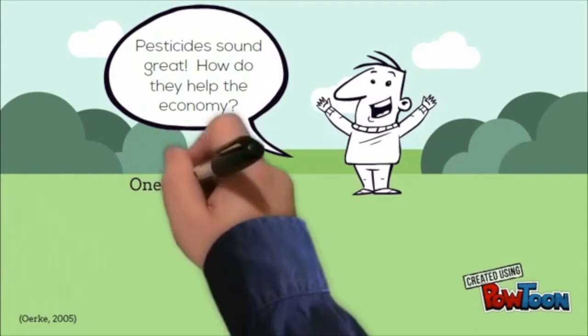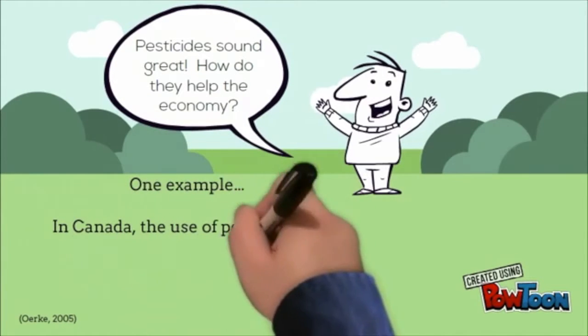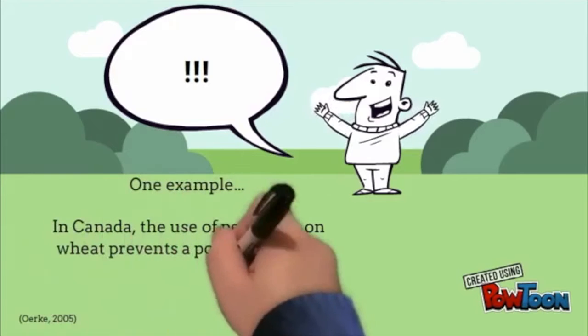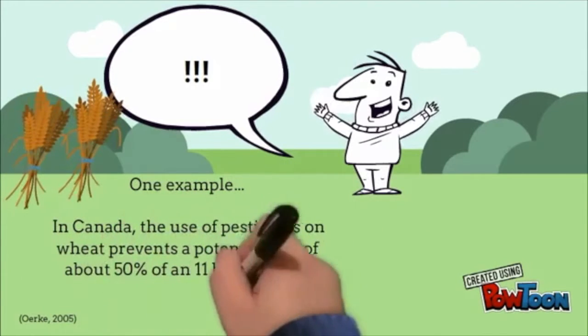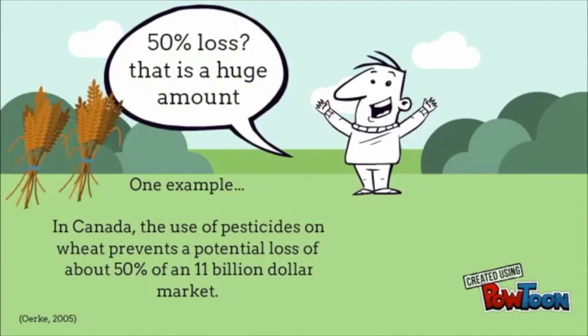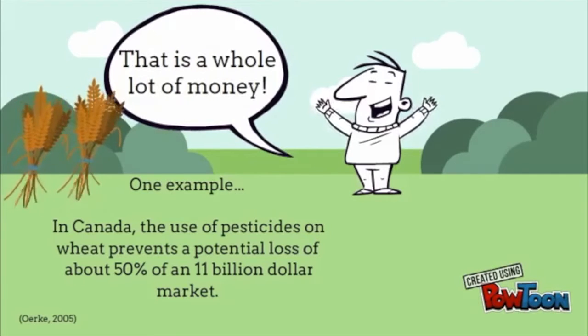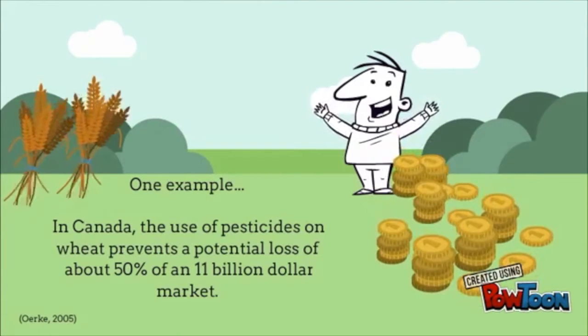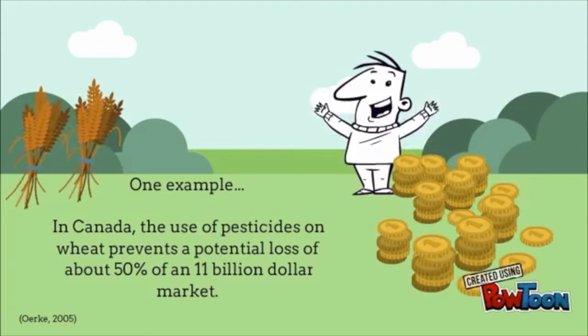One example, in Canada, the use of pesticides on wheat prevents a potential loss of about 50% of an $11 billion market. Pesticides also benefit meat production such as cattle, pork, and chicken from the food they eat like alfalfa. Overall, pesticide use protects Canada's more than $100 billion annual gross domestic product.